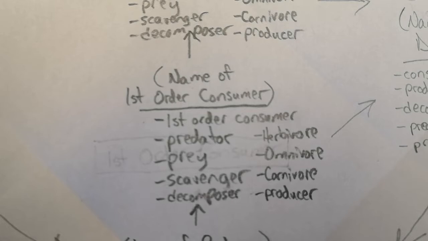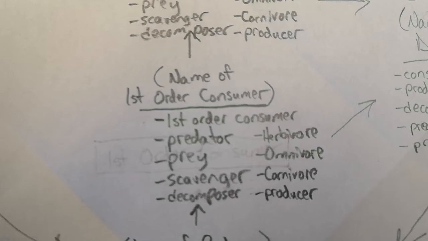Above the producer, we have the name of the first order consumer. You'll put the name of the first order consumer in there. Now, if it's your Arctic animal, you'll write your Arctic animal's name in there. You'll draw a line, and underneath that, you'll neatly choose which of those words apply to your animal, or to the first order consumer in your animal's food cycle.